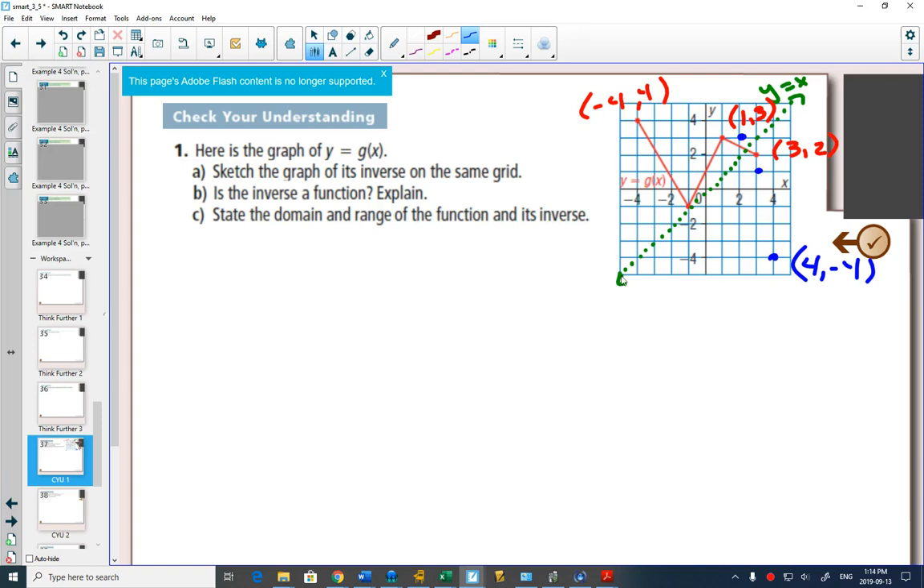And you can see that I chose not to label one point. Well, I should probably do that as well. We had the point negative 1, negative 1. If you switch the x and the y coordinates on that one, it's going to stay the same.